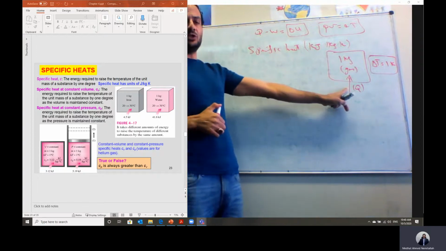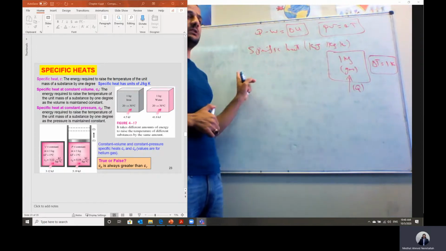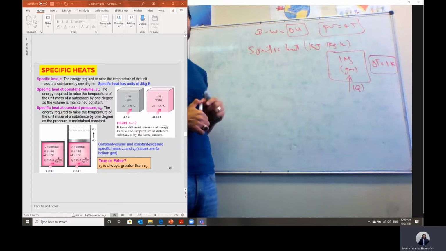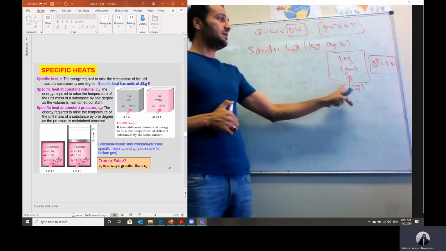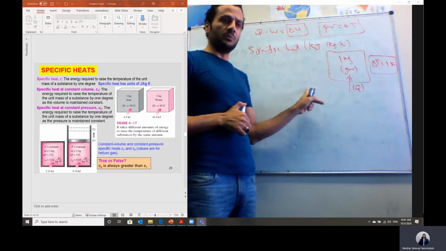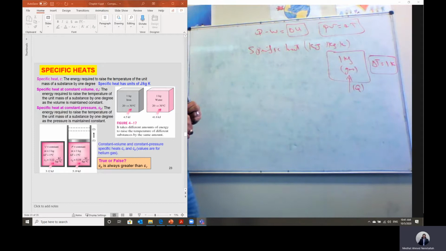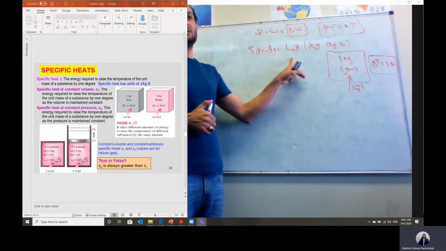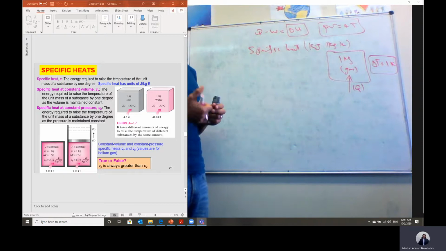If this heat is added under constant volume, we call it Cv, specific heat at constant volume. If this heat is added to the system under constant pressure, we call this specific heat Cp. So this specific heat, shabab, is a measure of the energy storage capacity within a substance.